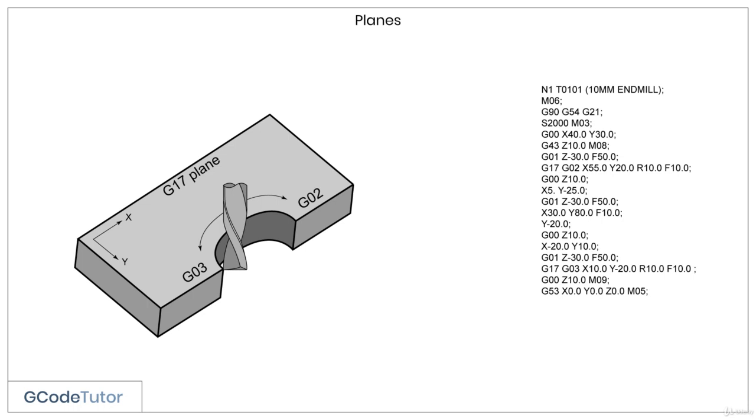G53 tells the machine we wish to use the machine datum, X, Y and Z takes it back to the machine 0 point, and M05 turns off the cutter. G40 turns off our cutter compensation, and M30 tells the machine the program is finished and to rewind back to the start.